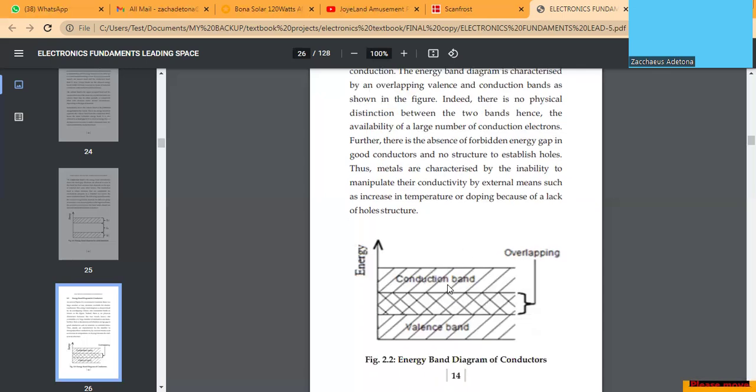So we have the sketch here illustrating the energy band diagram of conductors. We have the valence band, which is reaching up to this place, and then the conduction band, which starts from somewhere here up to here. So we can see there's an overlapping between the valence band and the conduction band, meaning that this material ordinarily is a conductor. It can conduct at ordinary temperatures because the valence electrons have made a transition to the conduction band naturally.